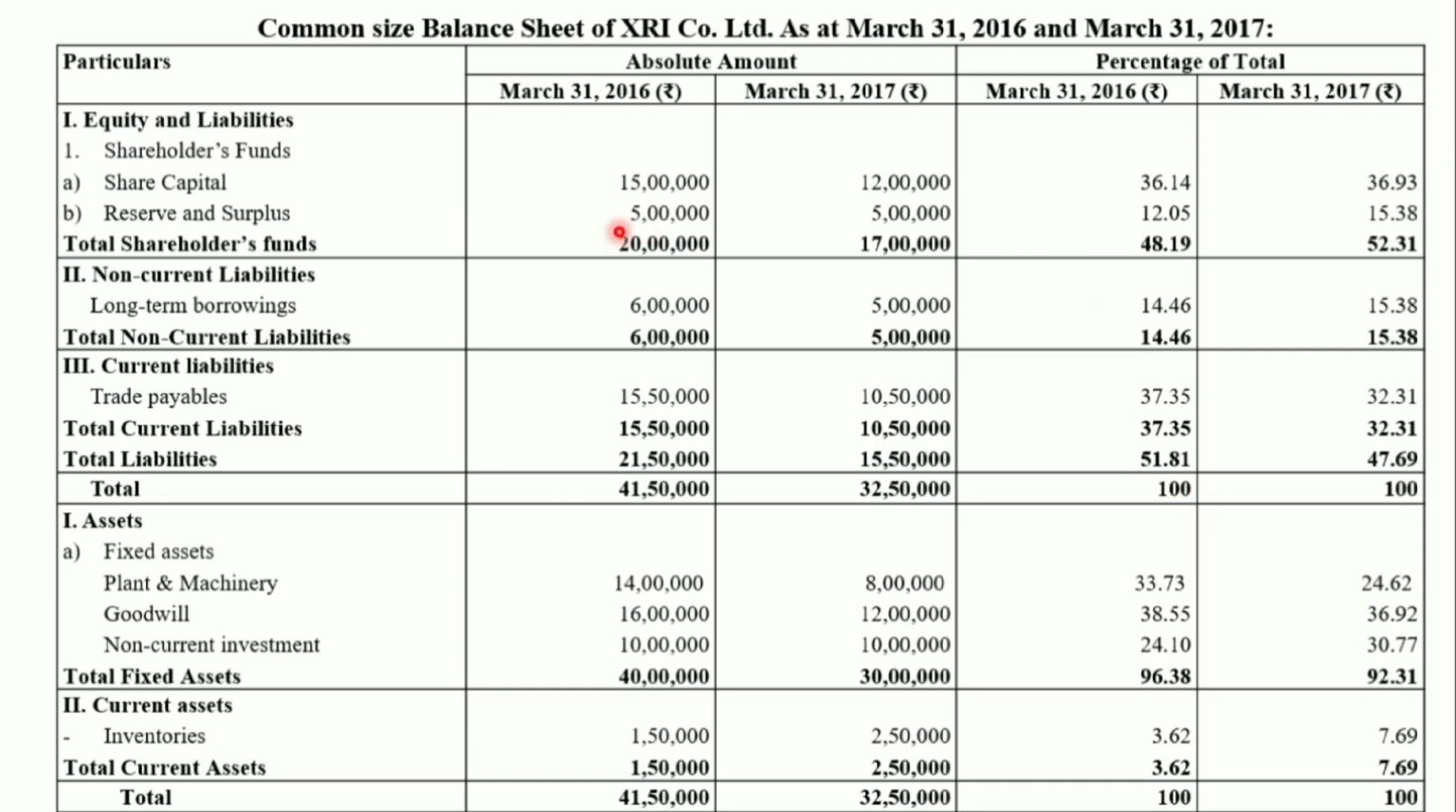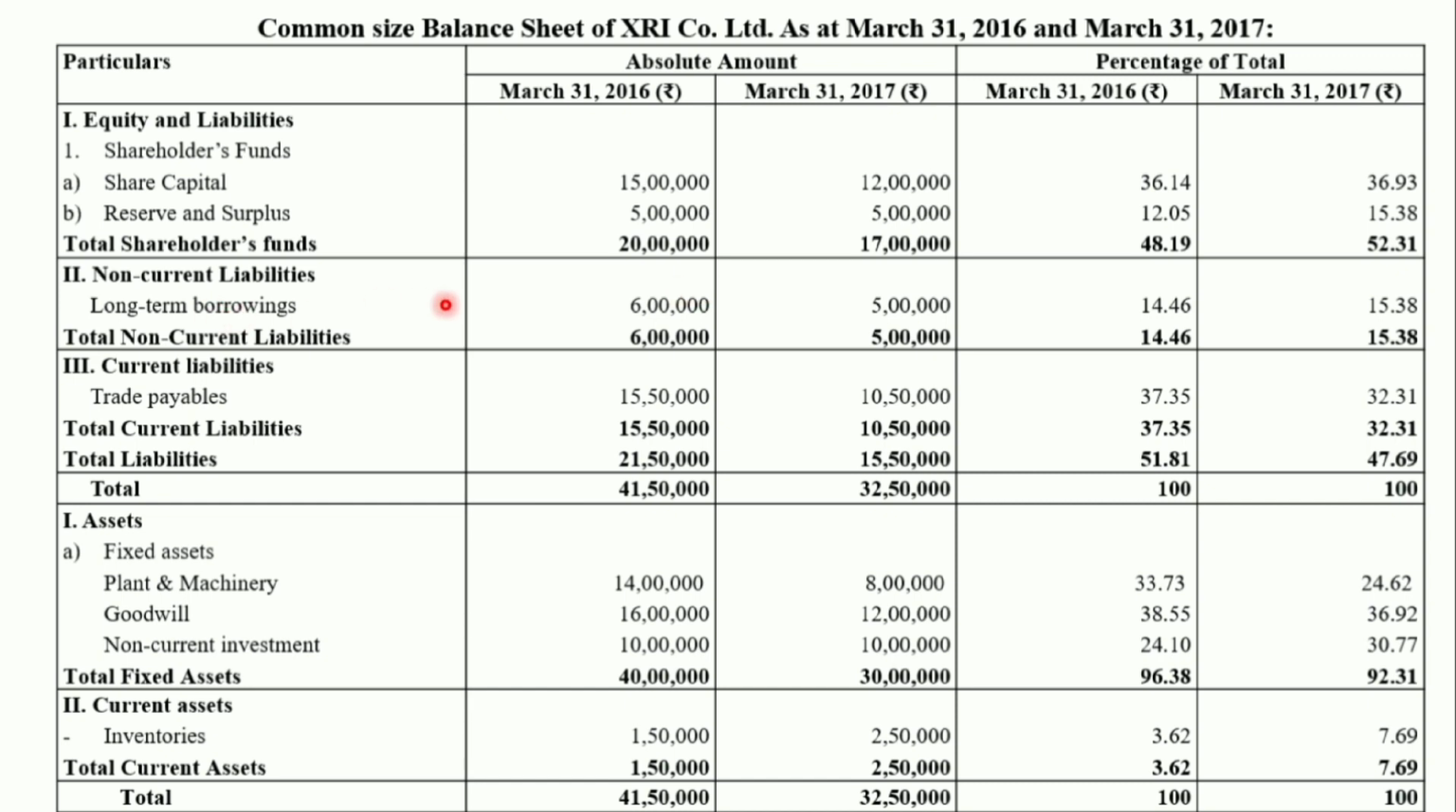Okay. 5 lakhs divided by 41 lakh 50,000 into 100, that is 12.05%. Similarly, 5 lakhs divided by 32 lakh 50,000 into 100, that is 15.38%. Again, I have written here total shareholders fund. From this, we easily identify the share of total shareholders fund in total liability. That is 48.19% is the shareholders fund out of total liability, and for 2017 that is 52.31%, near about 50% is the total shareholders fund for the 2017 year.